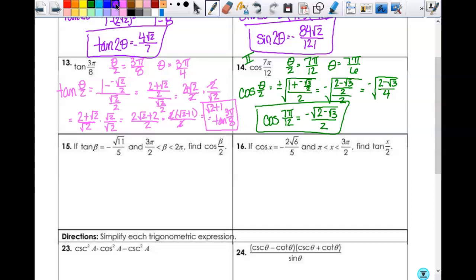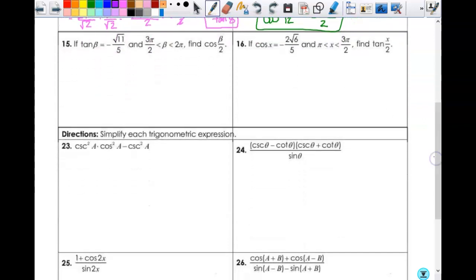All right, 15. I've got tangent of beta, and beta is between 3 pi halves and 2 pi. And I need to find the cosine of the half angle. So in order for me to find the cosine of the half angle, I have to know the cosine of the angle. So from this, I'm going to need a little picture. The reason it tells me beta is between 3 pi halves and 2 pi is that my triangle is in the fourth quadrant. That's important so I get the signs on the numbers correctly. Tangent is opposite over adjacent. So this is negative. I do Pythagorean theorem, and I'm going to get 6 right here.